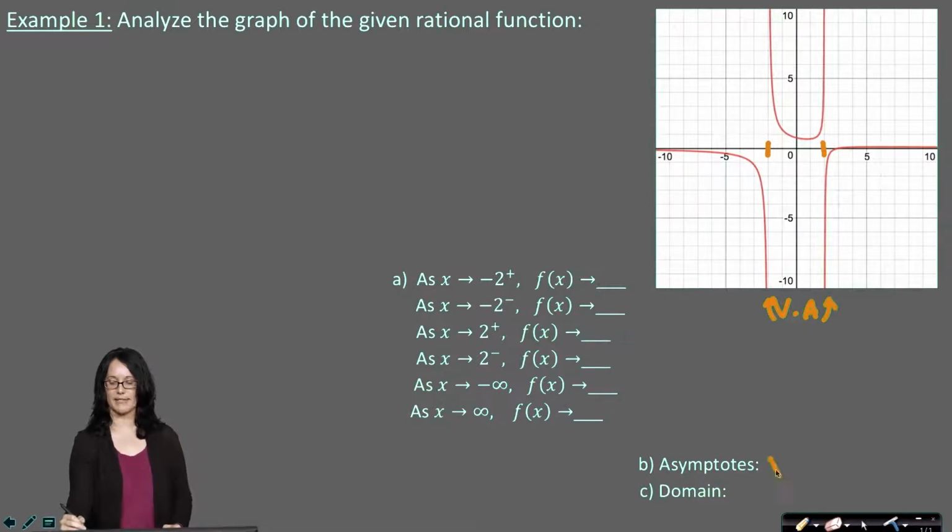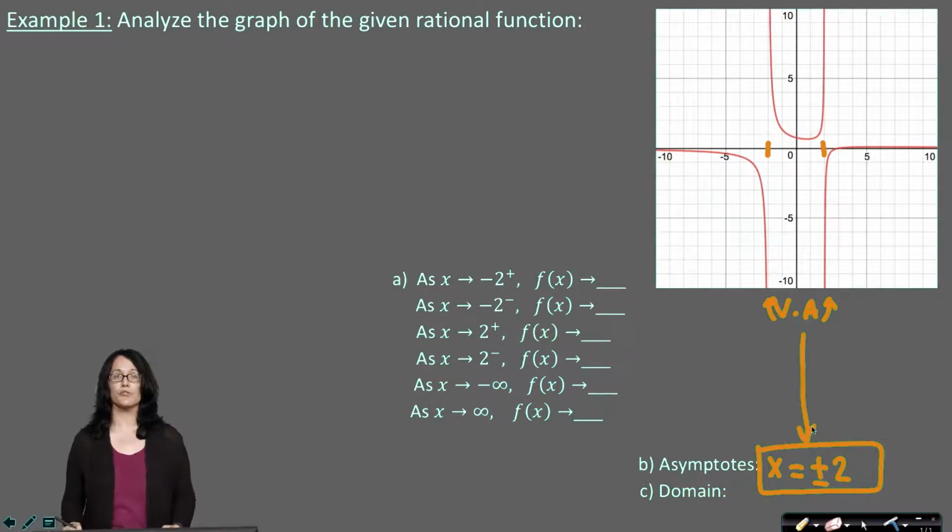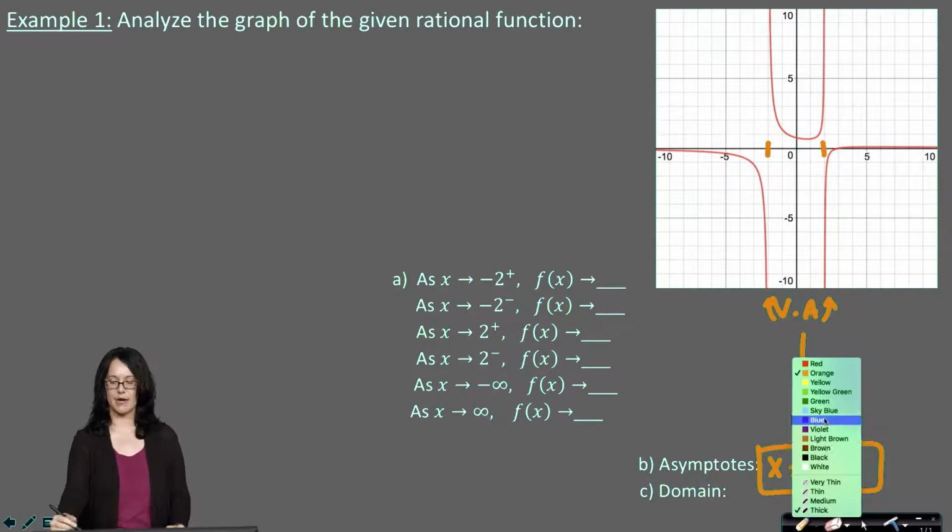I could say x equals positive or -2. Those would both be my vertical asymptotes. Those are the vertical lines where the graph breaks apart. But now I can answer some questions. Let's use that limit notation once again and see how we're doing.